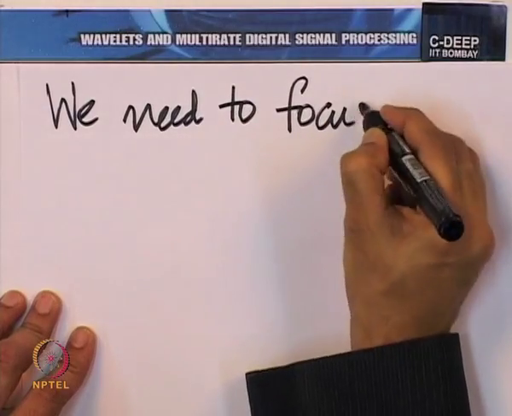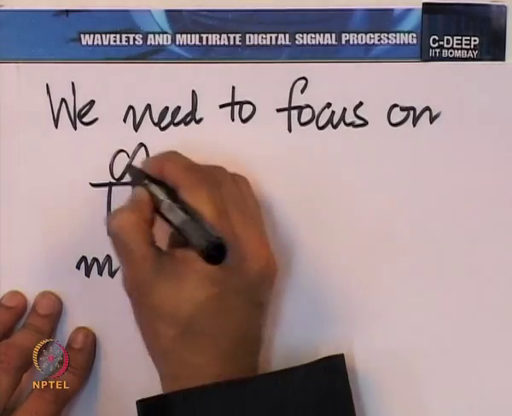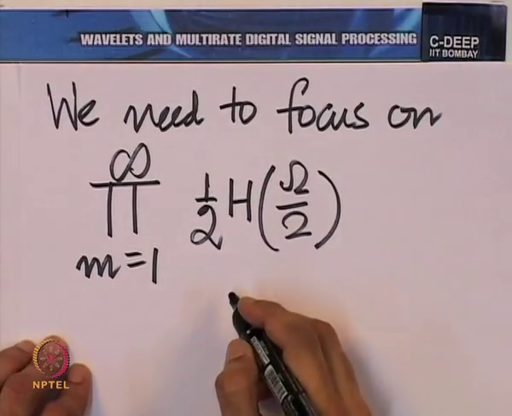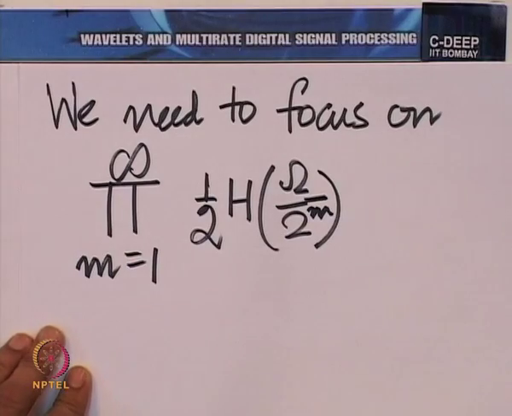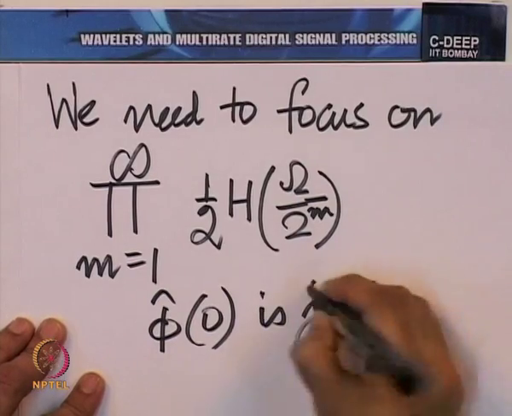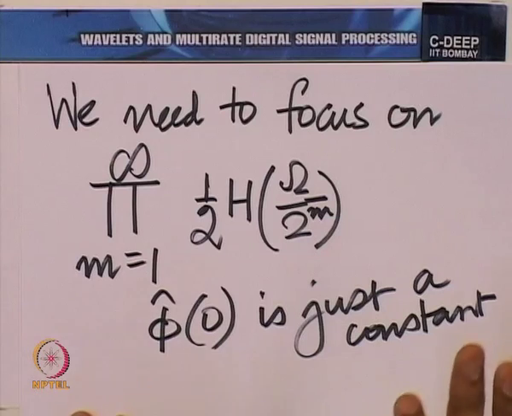So, we need to focus on this infinite product here. Phi cap 0 is just a constant. So, let us take just two terms in this product instead of infinite terms. In fact, now we need to interpret this continuous analog variable a little more carefully here.